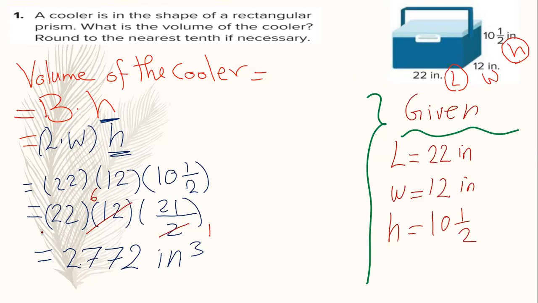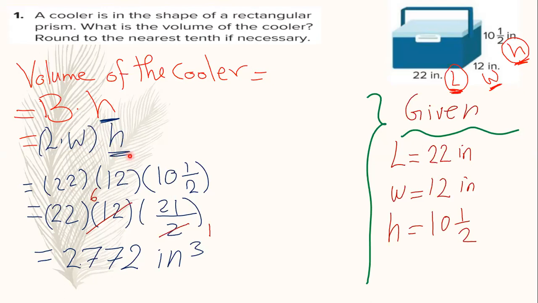The length of the cooler here is 22 inches. Its width is 12 inches and its height is 10.5 inches. And volume of the cooler, which is volume of rectangular prism, equals base area times height, and the base here is rectangle. Area of rectangle is length times width times the height of the prism, and I prefer always to underline the height of the prism.